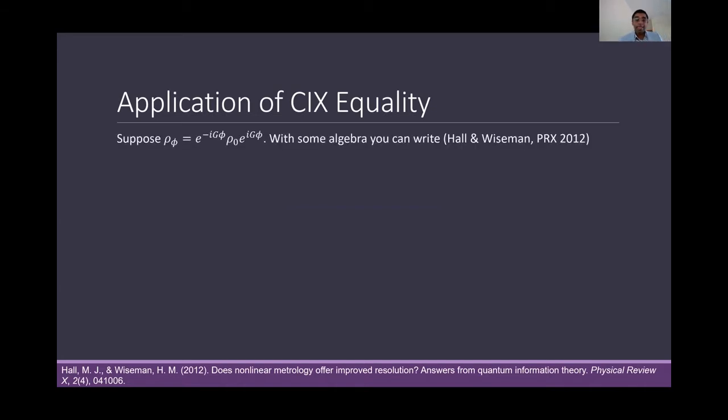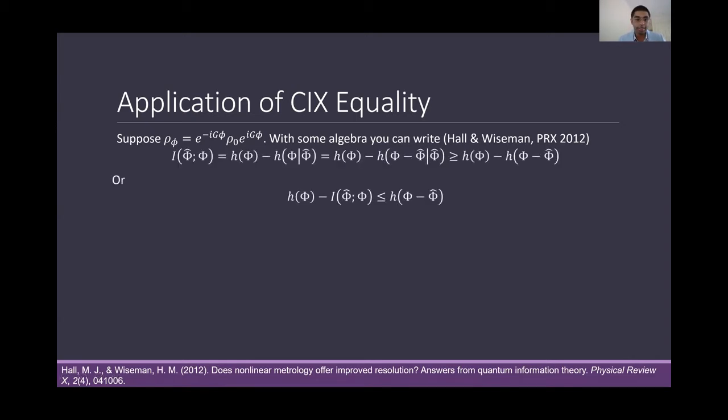But here's an application of the CIX equality. So let's suppose that our state, the magnetic field, is encoded in our state via a unitary rotation. Up till now, we haven't actually assumed how the magnetic field is encoded in the qubit. It could have been encoded in any way, even a way that completely breaks the laws of physics, and our equality will still hold. But here we'll just assume that phi is encoded via a unitary rotation. So this is a result here.